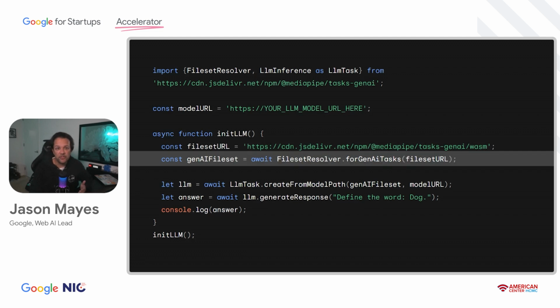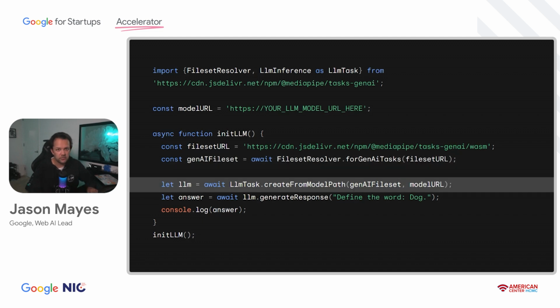Now you can use the fileset URL from the prior line to initialize MediaPipe's fileset resolver to actually download and use the runtime for the generative AI task you're about to perform. Next, you load the model by calling llmtask.createFromModelPath, to which you pass the fileset and model URL that you defined above. Now, as the model is a large file, you must await for that to finish loading, after which it will return the loaded model, that you assign to a variable called LLM.